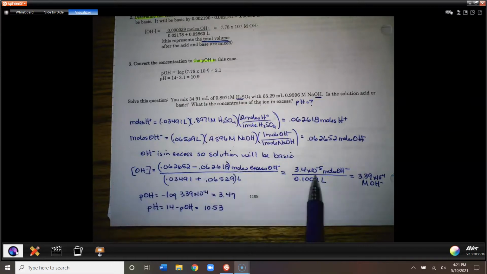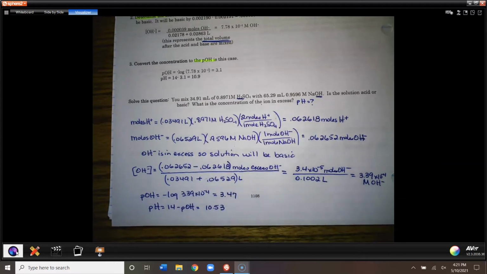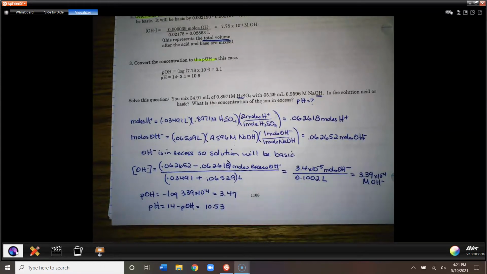Here's the moles of excess, 3.4 times 10 to the negative fifth when I subtract these two. Here's the total volume. I'm going to add those individual volumes together. I get just a little over 100 milliliters. For a concentration of OH minus, that's 3.39 times 10 to the negative 4. pOH is going to be the negative log of that, so 3.47. 14 minus that gives you a pH of 10.53.